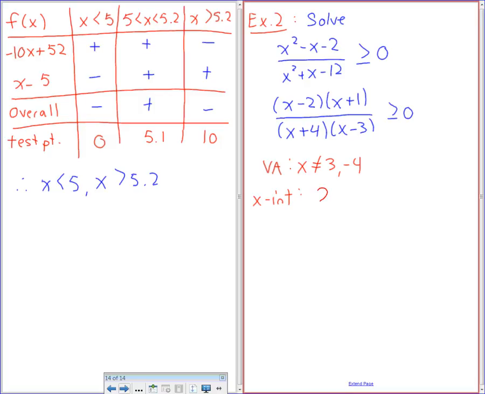I gotta look. You don't have to look, or you won't learn not to look. Where did I instantly get 2 and negative 1 from? Oh, it's just on the numerator, right? Because if you want it to equal 0, either part of the numerator has to be 0, right? So it has to be 2 and negative 1.